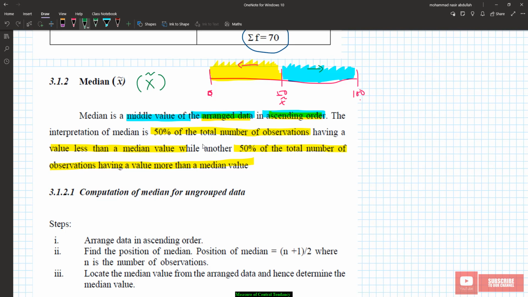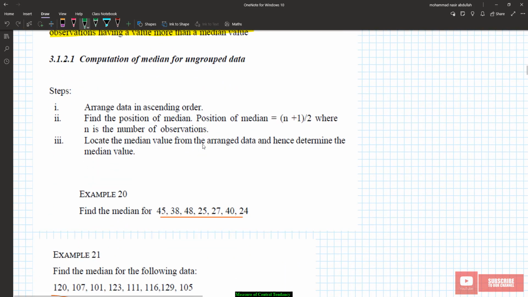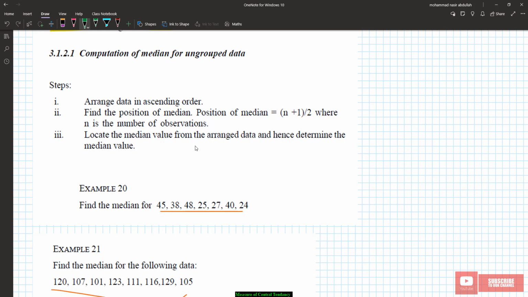So let's focus carefully. We will compute the median for ungrouped data and grouped data. For ungrouped data, first we need to arrange the data in ascending order from the smallest value to the largest value. And then we need to find the position of the median. This is not really the median yet. We need to find where the median is located, using the formula n plus 1 divided by 2. Once you have located the median, then we find the value of the median from the arranged data.